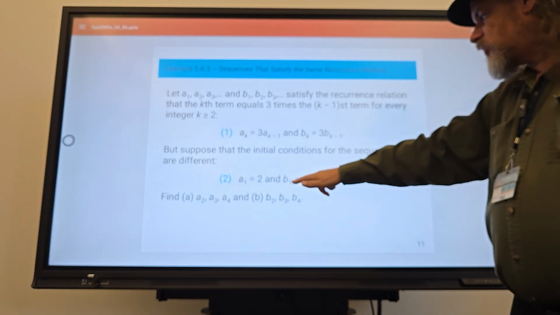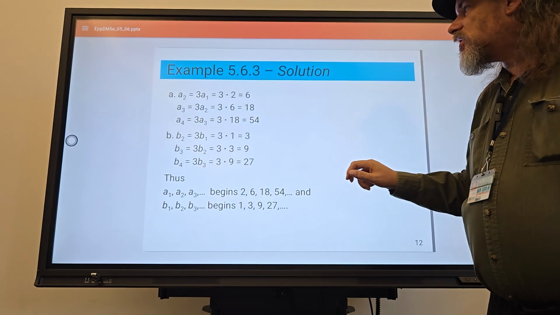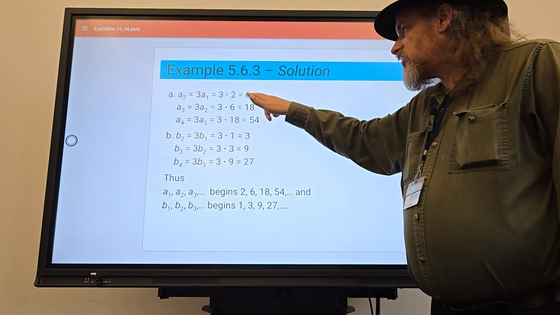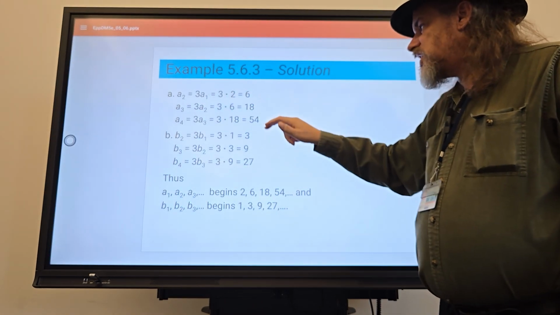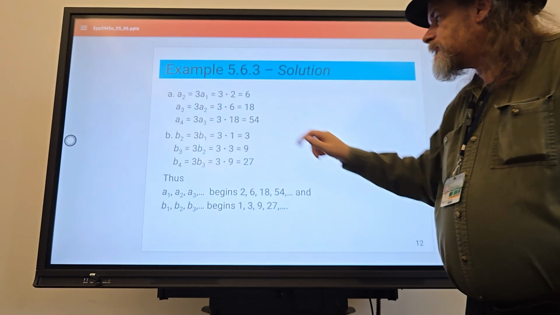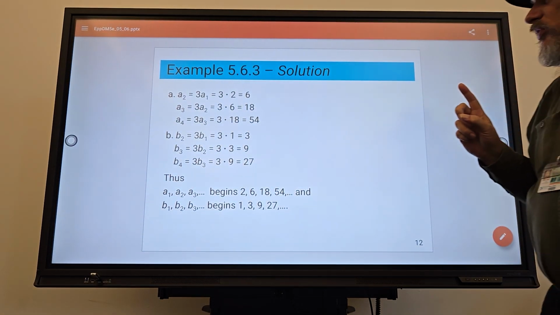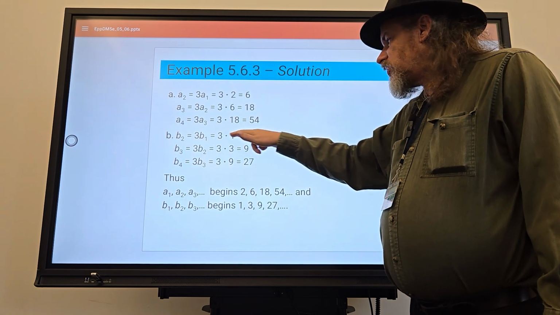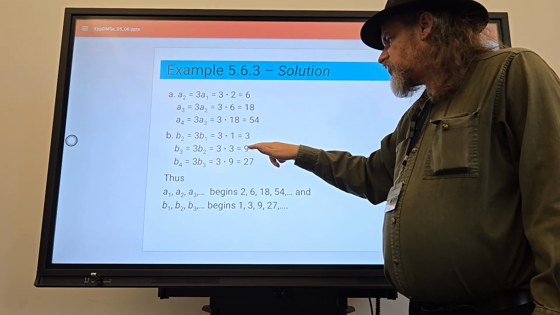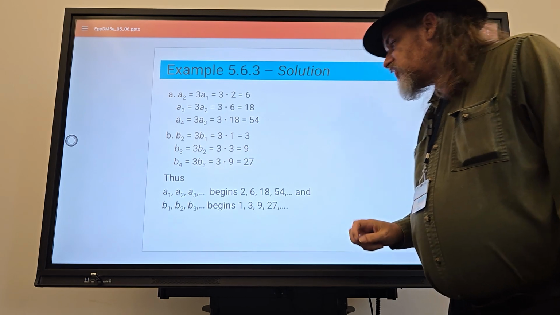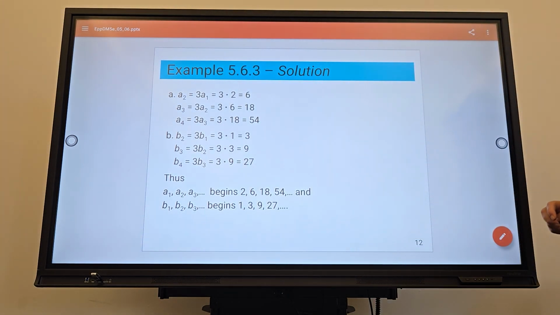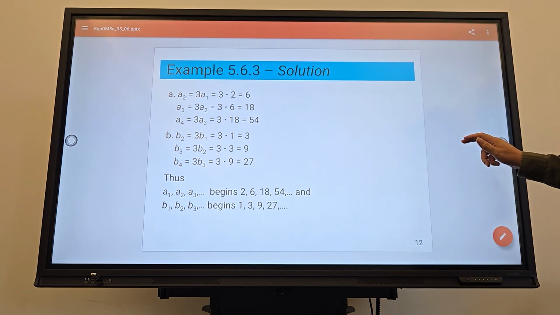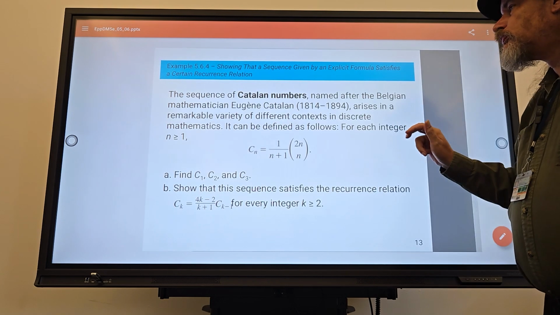With A1 equal to 2 and B1 equal to 1, A2 is 6, A sub 3 is 18, A sub 4 is 54. But B starts with 1 in the initial condition, so B sub 2 equals 3, B sub 3 equals 9, B sub 4 equals 27. So it's the same recurrence relation, but different initial conditions lead to different sequences of values.